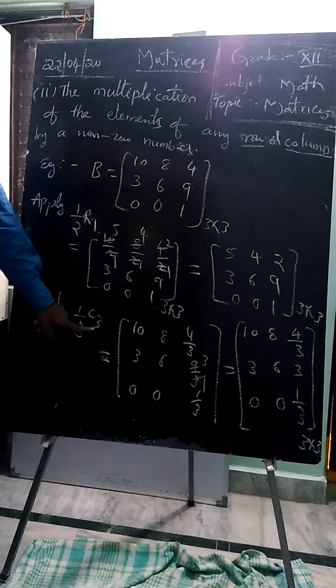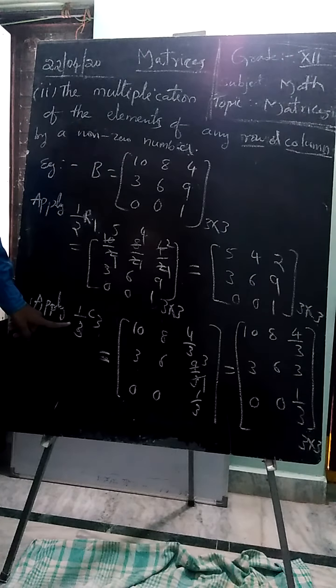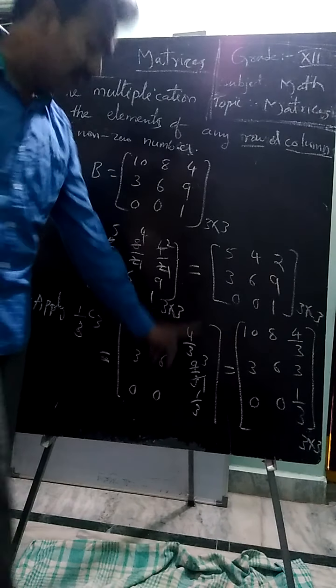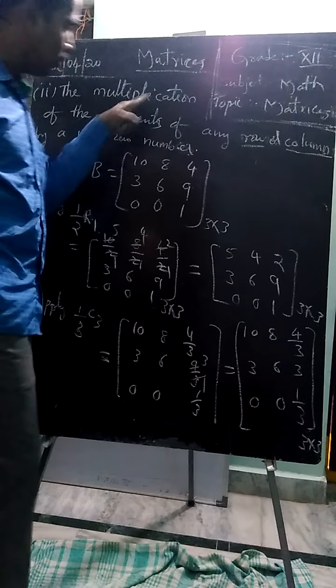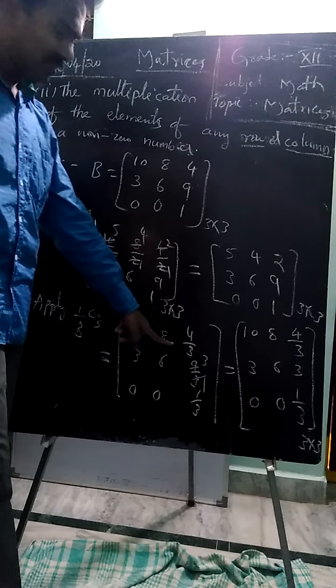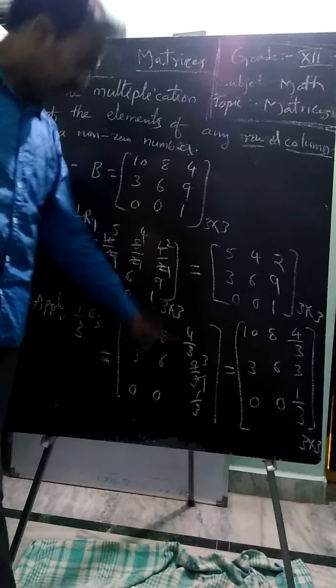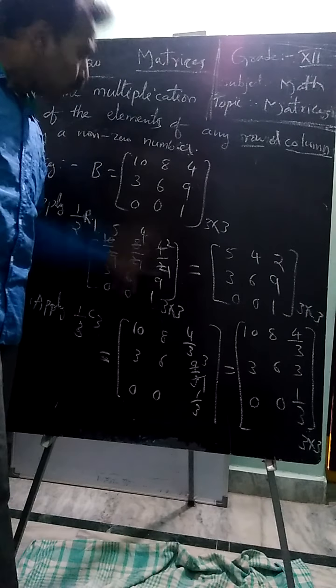Now apply 1 by 3 C3, which means the third column multiplied by 1 by 3, or else divided by 3. Now we have the third column, students. 10 3 0, first column no change; 8 6 0, no change in the second column; but the third column becomes 4 by 3, 9 by 3, 1 by 3.